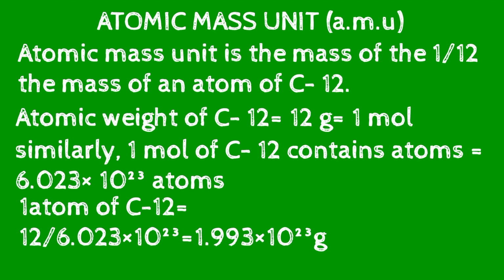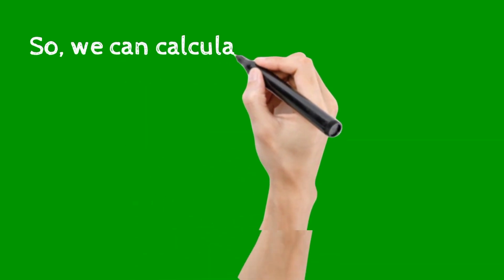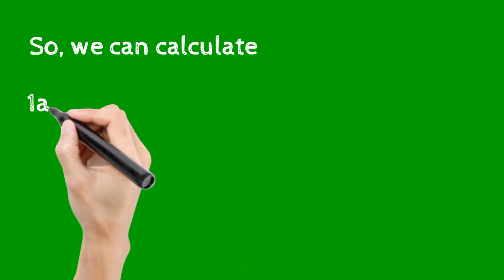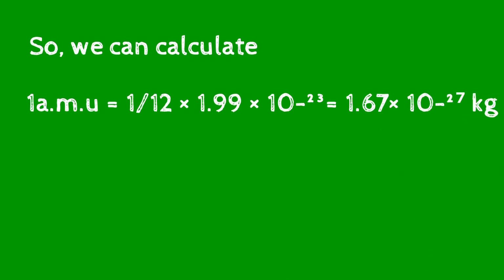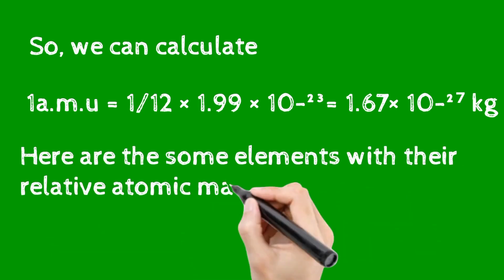One atom of carbon-12 is equal to 12 divided by Avogadro's number, which is equal to 1.993 times 10 raised to power minus 23 gram, and it can be converted into kilogram. So we can calculate 1 AMU is equal to 1/12 times 1.99 times 10 raised to power minus 23, which is equal to 1.67 times 10 raised to power minus 27 kilogram.